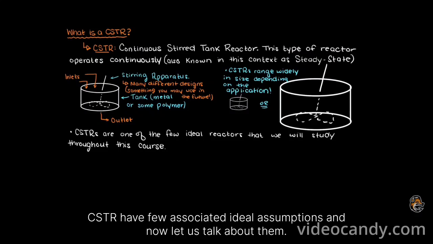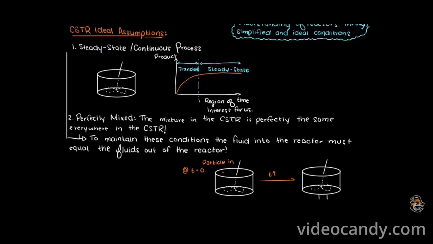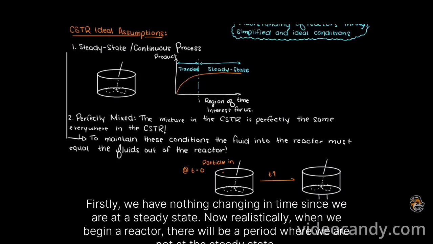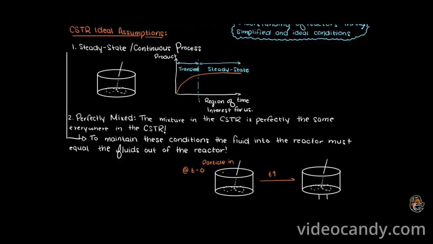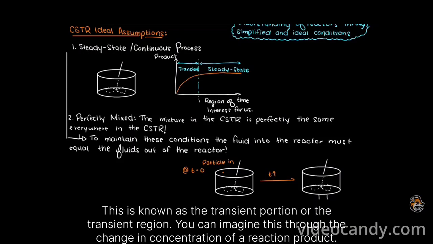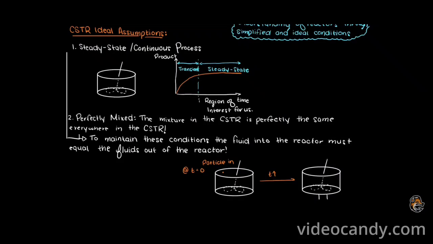CSTRs have few associated ideal assumptions, and now let us talk about them. Firstly, we have nothing changing in time since we are at a steady state. Now, realistically, when we begin a reactor, there will be a period where we are not at the steady state. This is known as the transient portion or the transient region.